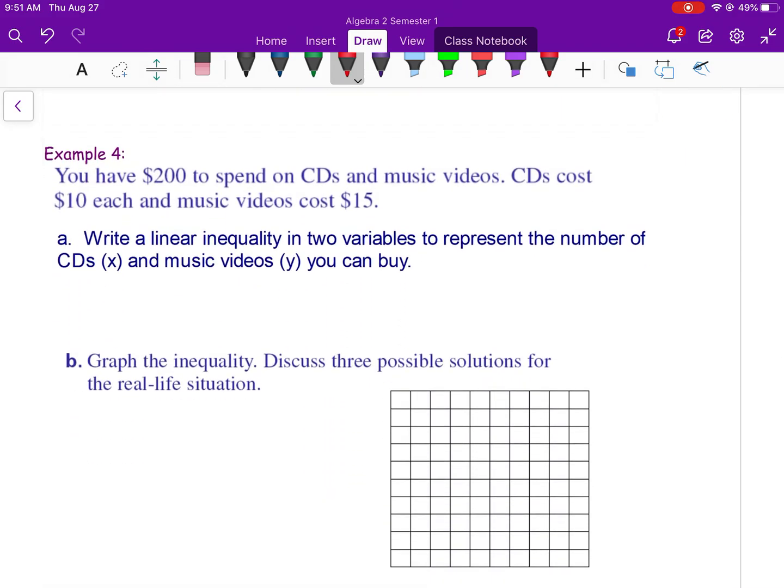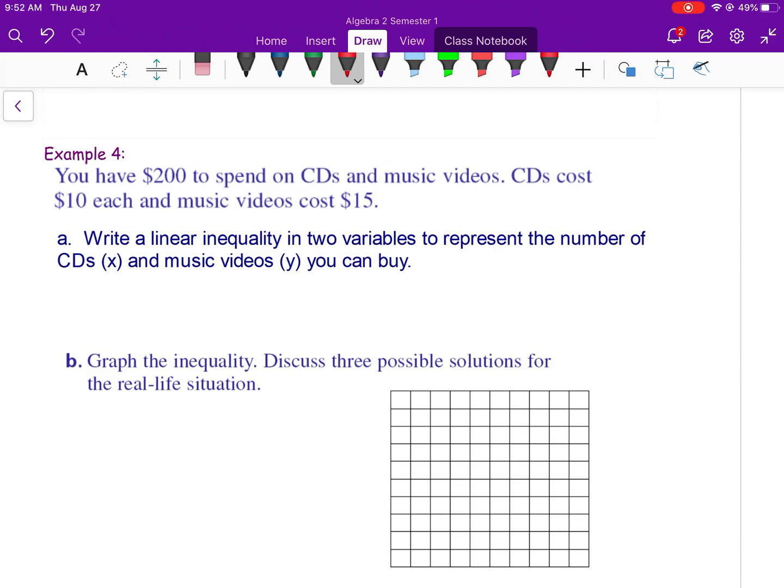Now looking at some real life examples. You have $200 to spend on CDs and music videos. CDs cost $10 each, music videos cost $15 each. Back in my day, music videos just weren't on YouTube. You had to buy them. Same with CDs. I'm sure a lot of you have all kinds of CDs.